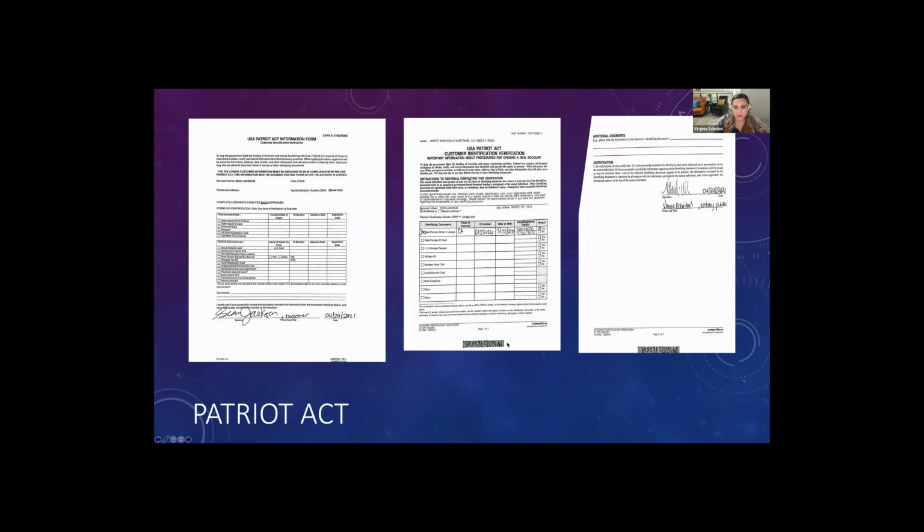All right, here's another one. This is our Patriot Act. We have 2 different samples. So check them out. Let me know what you see. Sabrina, you want to give it a shot? We've got 2 different forms.